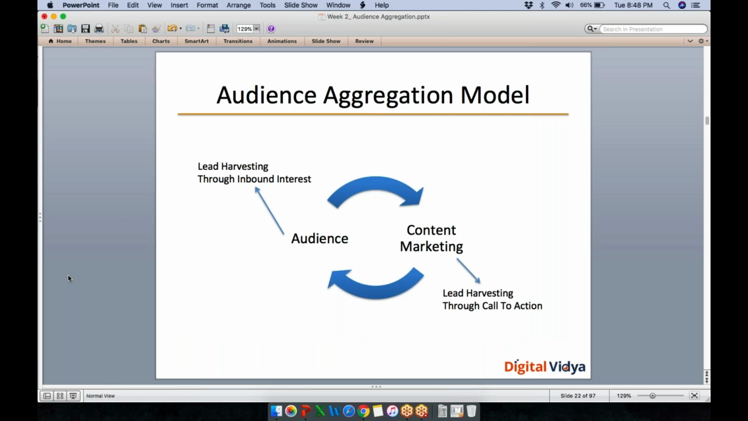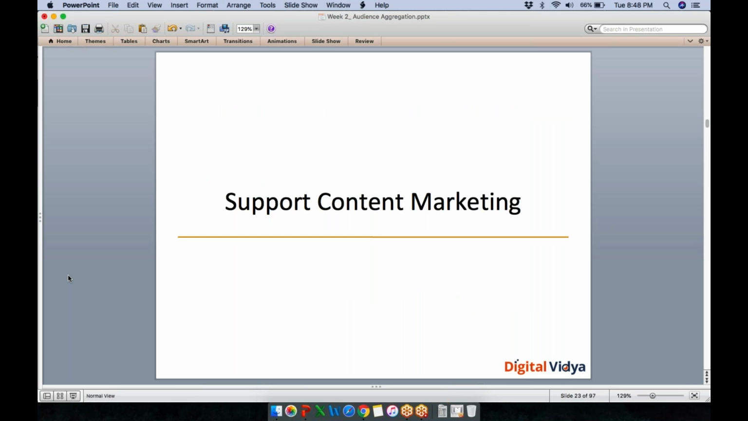So this is how the audience aggregation model works. You bring an audience together and harvest them into leads through inbound interest, and then you do content marketing to that audience to harvest them into taking an action that will convert them into a potential customer.